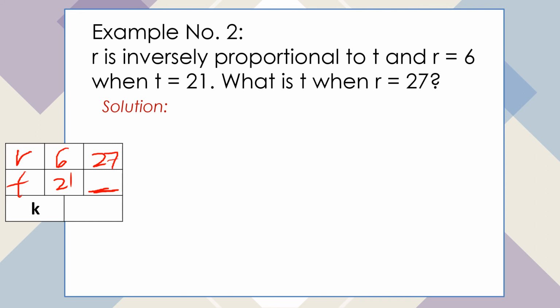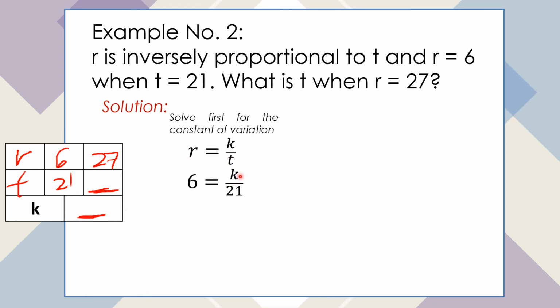Okay, para makuha yan, hanapin muna natin yung K. R is inversely proportional to T. That will give us R equals K over T pag nilagay natin sa equation. Then, palitan natin yung R ng 6, palitan natin yung T ng 21. That is 6 equals K over 21. Then, multiply both sides sa 21. Cancel yung nasa kanan. Then, 21 times 6 is 126. Ito na ang ating constant.